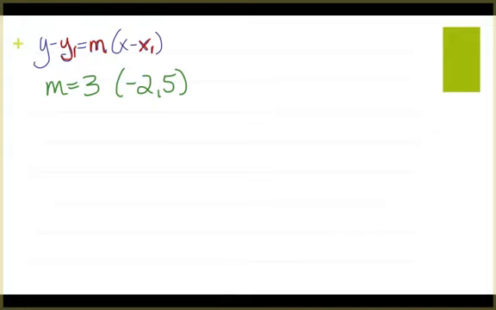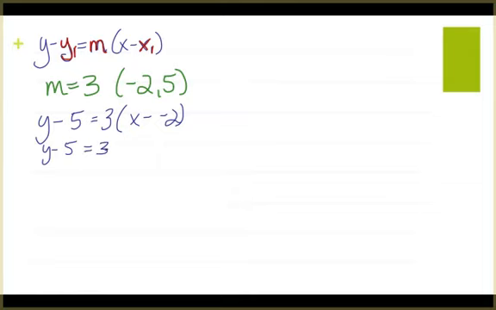So I'm going to write y minus what? Well, my 5 is my y term. And then substitute the m, so that's 3. And then x minus, my x term is negative 2. So if I have a minus or a negative x or a y, we're always going to have to take care of that minus minus, and it's going to be a plus. So that's point slope form.